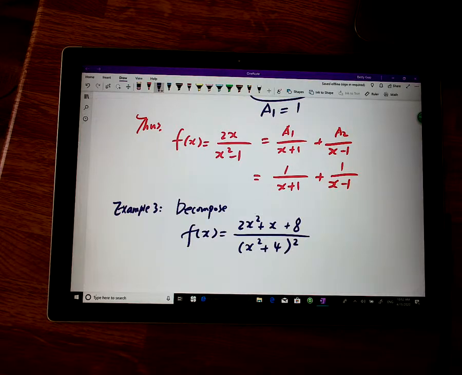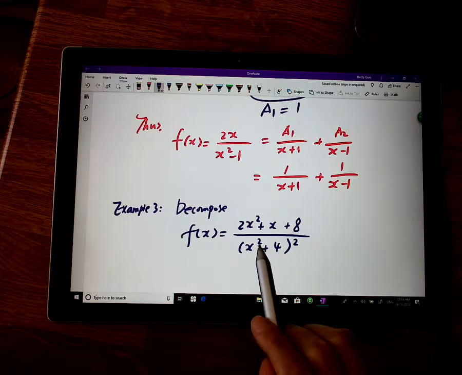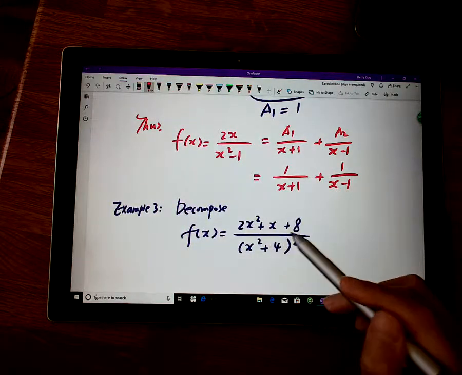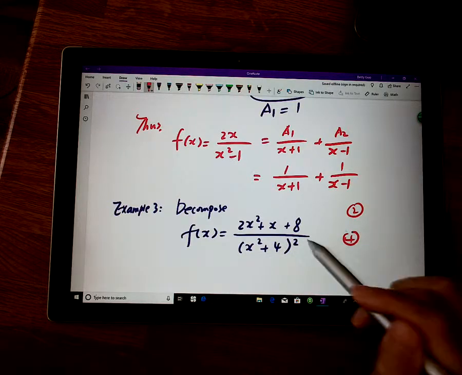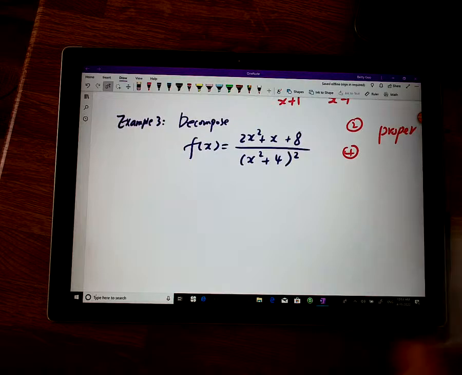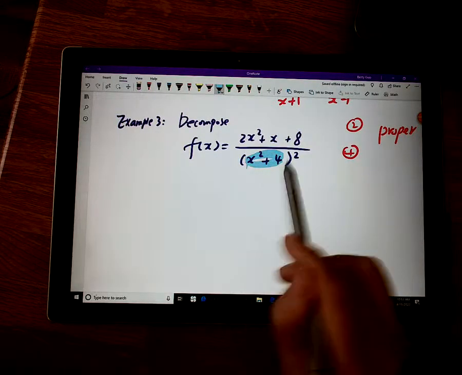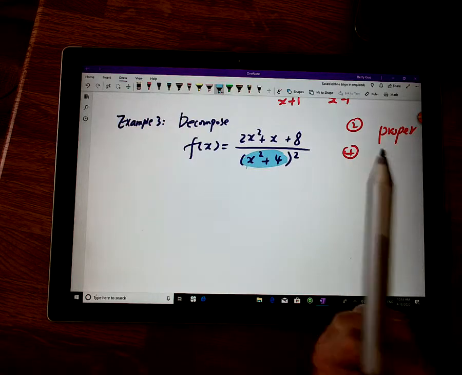All right, so the denominator right now is a quadratic binomial. Even though it's a binomial, it doesn't matter. It is a quadratic, degree 2. The numerator is degree 2, right? The denominator, if you FOIL, you have degree 4. So this is a proper fraction. We check that first, and then we look at the denominator. This quadratic polynomial is prime.